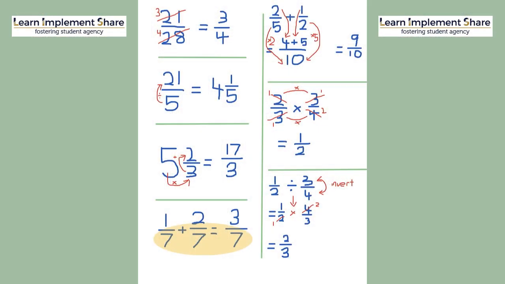Now hopefully you saw how much of a nightmare those routines are for students to remember when they don't understand. And there are so many of them. The denominator doesn't change. You divide the denominator into the numerator. You find common factors. You find common multiples. You invert and multiply.